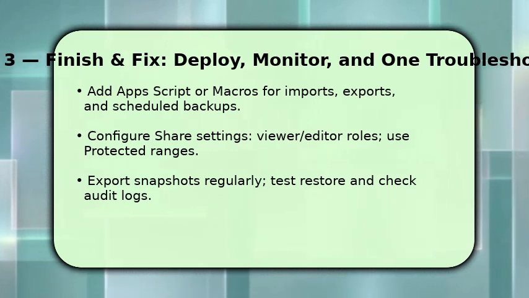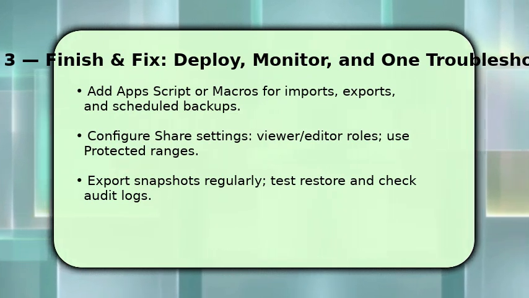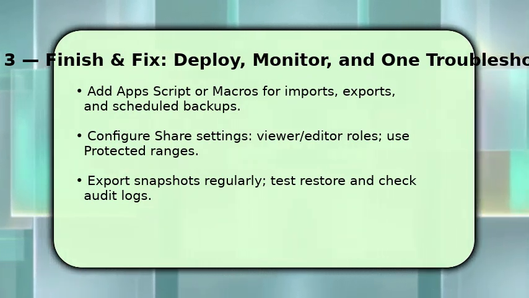If something breaks, check version history and the app's script logs first. That single tip often reveals permission or formula errors immediately.